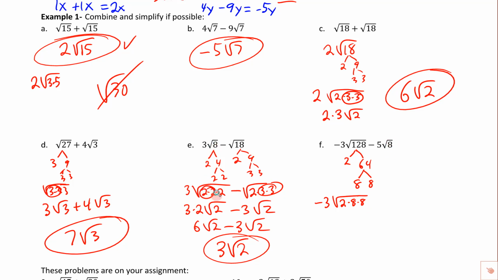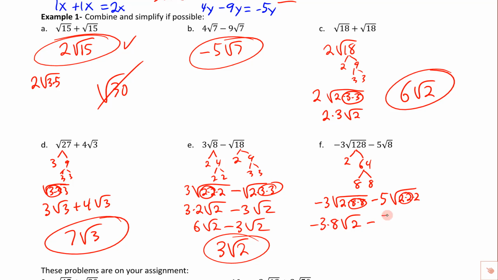It's 3 2's. So I'm going to write down, we're just going to come right down here, and we're going to write down negative 5. And then this is going to be 2 times 2 times 2. And then let's simplify. Take out a pair of 8's. So this is negative 3 times 8 with the 2 stuck underneath.